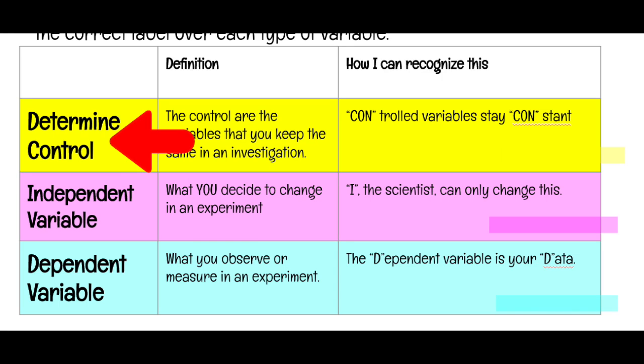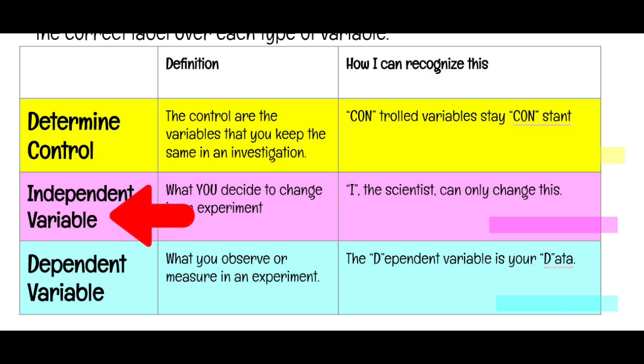The first one is determining control. These are all of the things in an investigation that you keep the same. We like to look at this as the things that we want to keep fair. One mnemonic to help you remember it is the word "con": they stay constant. Constant is like a synonym for the same.